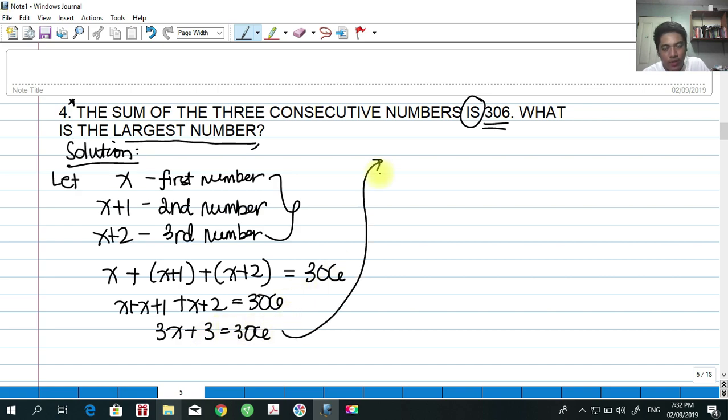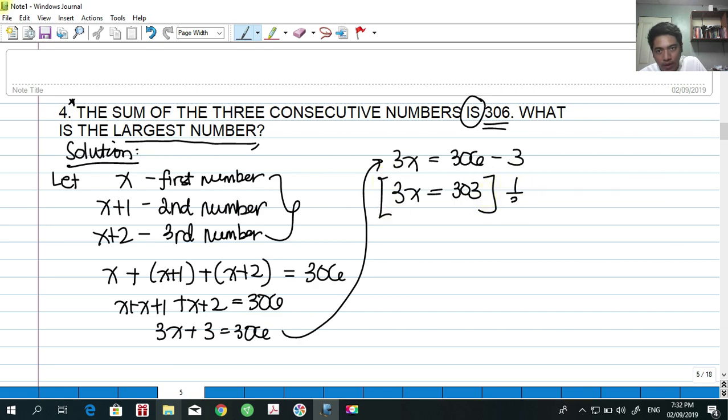By algebra, we can get x. 3x is equal to 306 minus 3, so 3x is now equal to 303. Divide both sides by 3, or multiply by 1/3. 3x over 3 cancels, and we have 303 divided by 3. 30 divided by 3 is 10, so that is 101. Now, is this our answer?